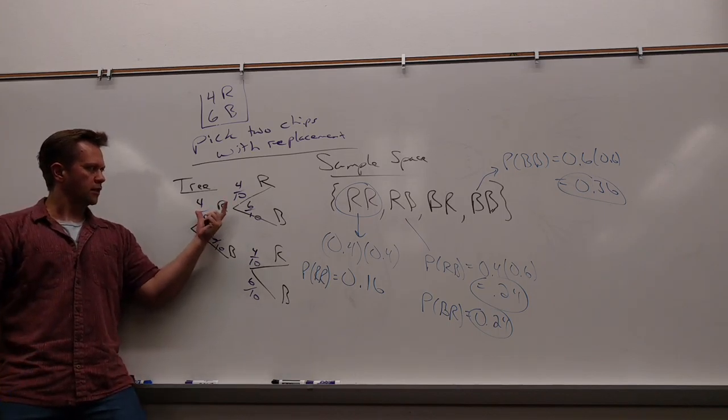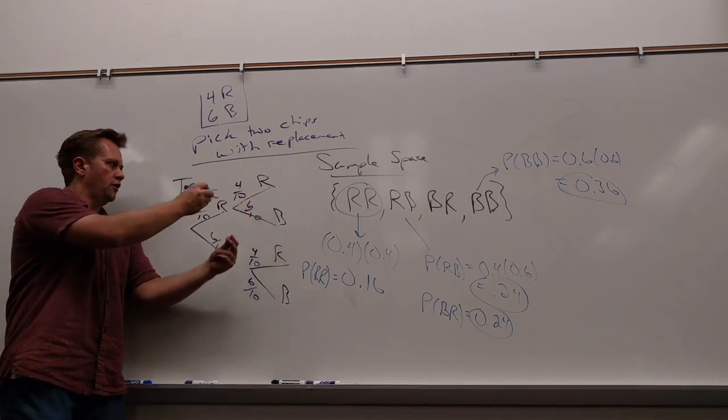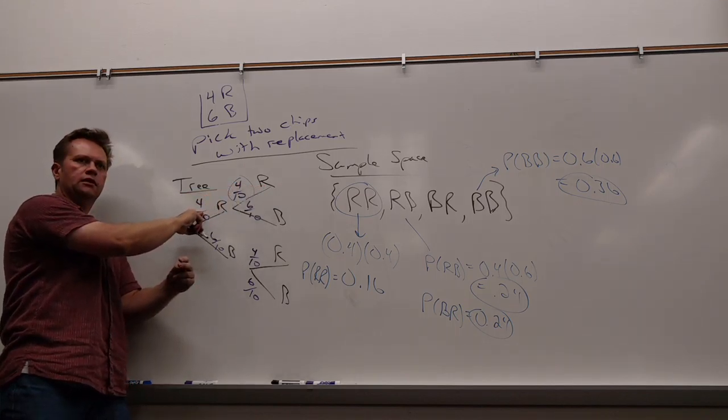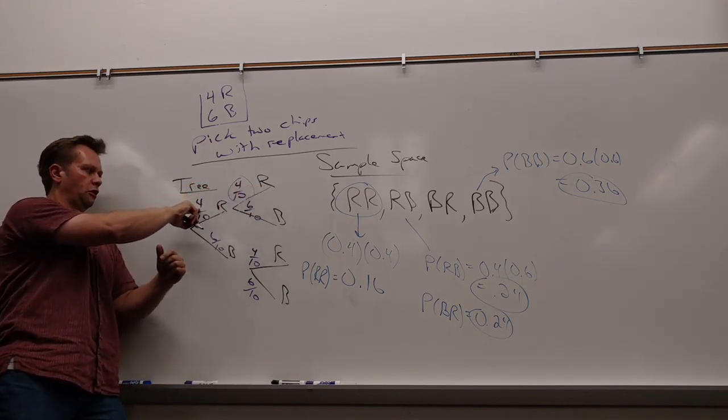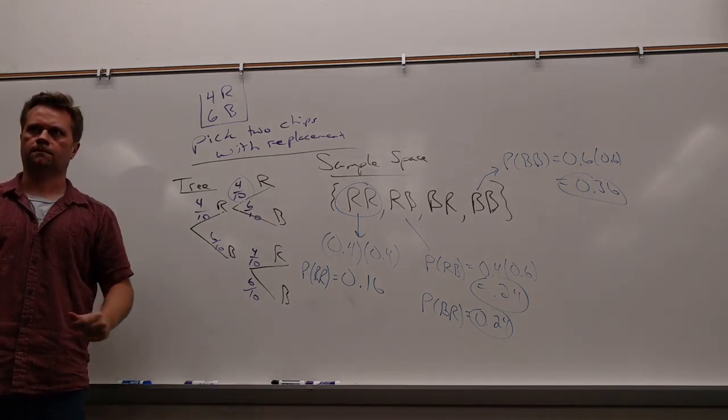So I was hoping that maybe this idea of multiplying would make more sense if you saw it in this form. 40% of the time you get this, but it took 40% of the time to get this. So 40% of the 40%, you'll get both. And we know that of means multiply. I like that.